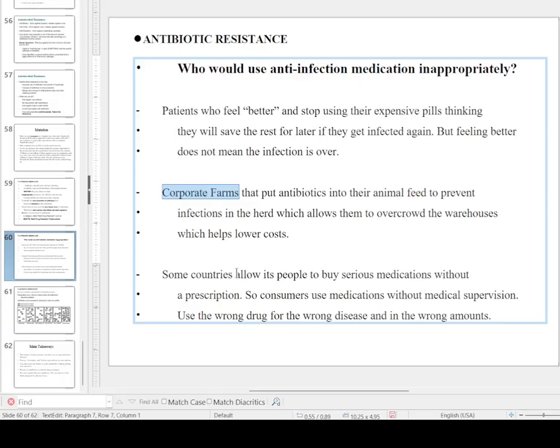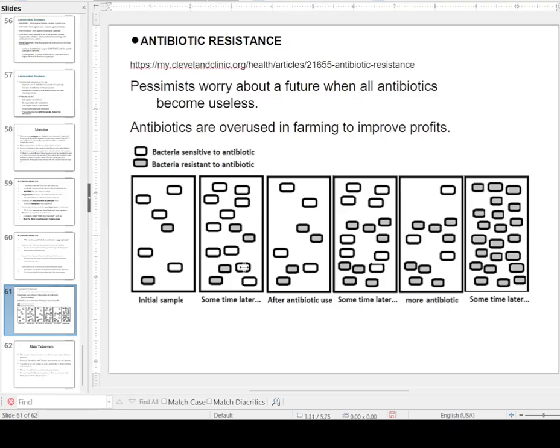Some countries allow people to buy their own antibiotics without a prescription, which means they're using the wrong antibiotic for the wrong disease. And all they're really doing is not helping their current infection, but also encouraging resistance, because they don't use the entire prescription. That doesn't exist, right? So they use it piecemeal to save money, and again, they almost guarantee that resistant strains are created. This cartoon panel is an illustration of it, so I hope it's useful to you.